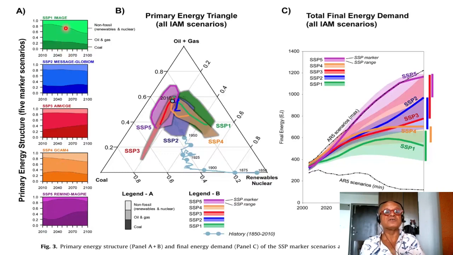Not every model does it. So SSP1 is done with image. You have coal, oil and gas, and non-fossil going out to 2100. You can see non-fossil increases, oil and gas decrease, and coal decreases, but they don't disappear.